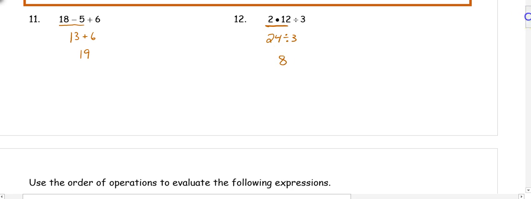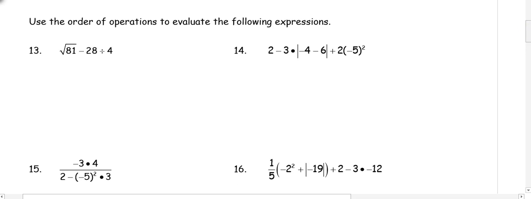So let's use the order of operations for the following expression. So in number 13, we have the square root of 81 minus 28 divided by 4. So the square root of 81, that's going to be like a grouping symbol, so we have to do that first. We need to take the square root of 81, which is 9. So we get 9 minus 28 divided by 4.